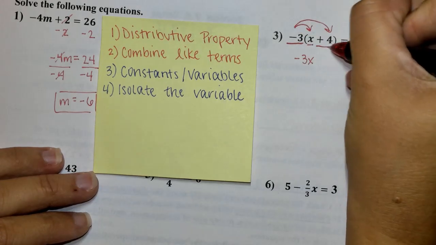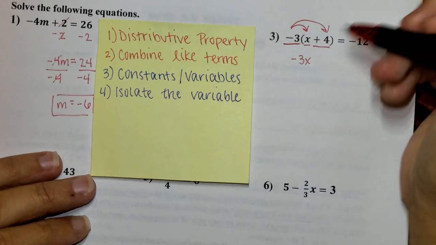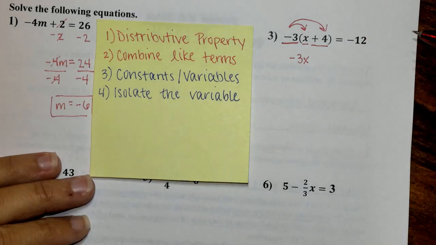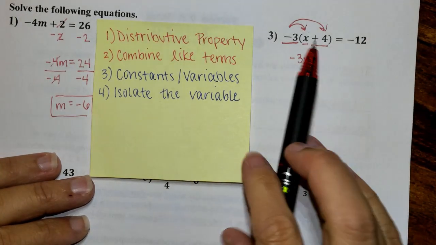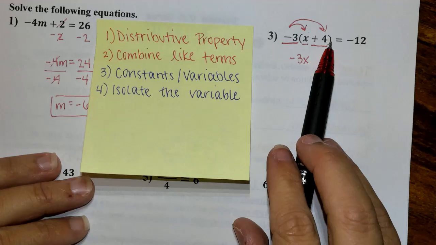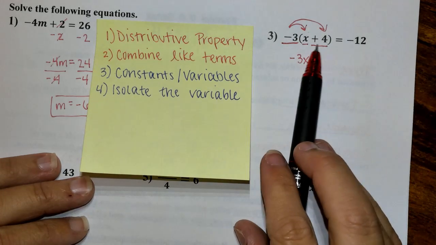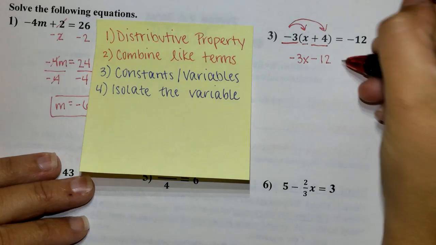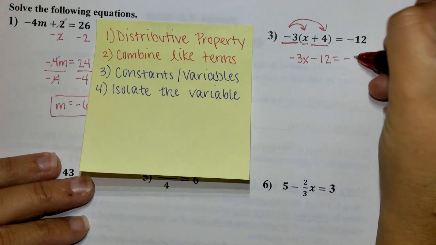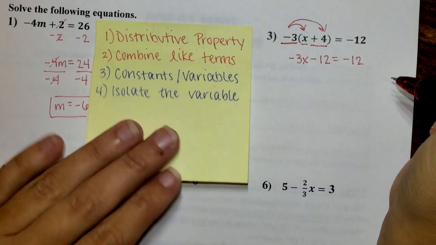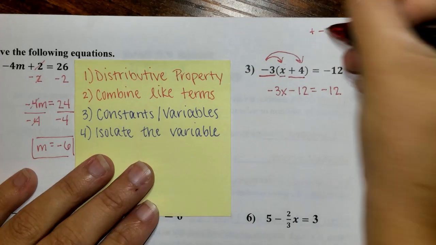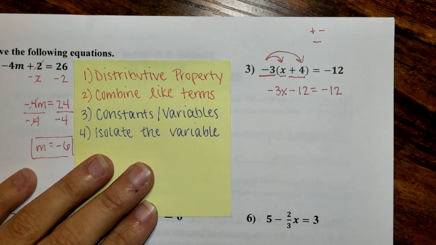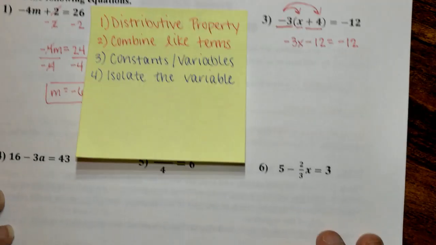Negative 3 times positive 4 is negative 12. Notice I didn't write anything here yet. I didn't put a sign there, because whatever my sign is is what I get when I do this multiplication. Because negative 3 times positive 4 is negative 12, that becomes a minus 12. I'm going to bring down my equal sign and rewrite negative 12. Remember that adding a negative is the same as subtraction. Okay? Alright, now to solve.